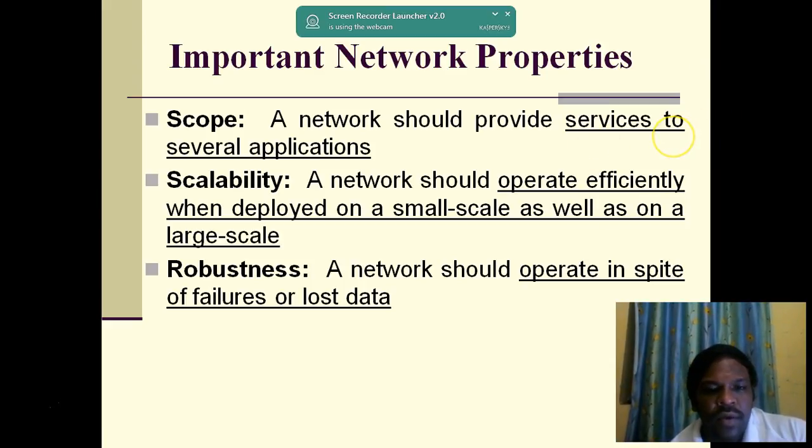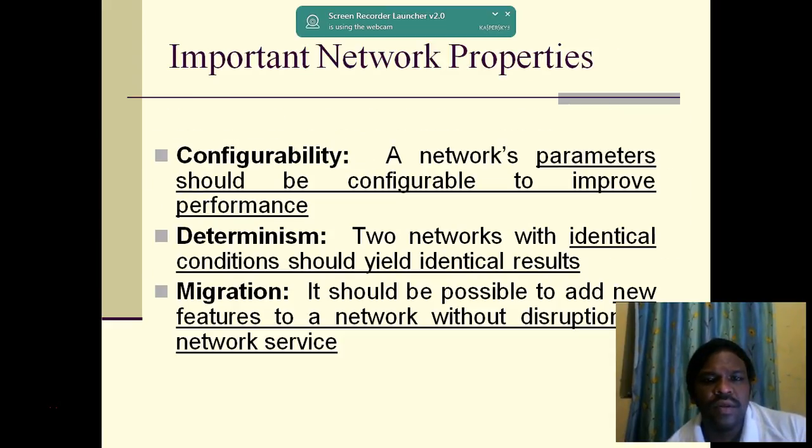Whatever network you have, it should operate in spite of any failures or lost data. Then configurability: whatever parameters you configure for the network should improve the performance. Two networks with identical conditions should yield identical results. That is what we call determinism. And whatever network you model in a particular organization, it should be possible to move it to another system without any disruption.